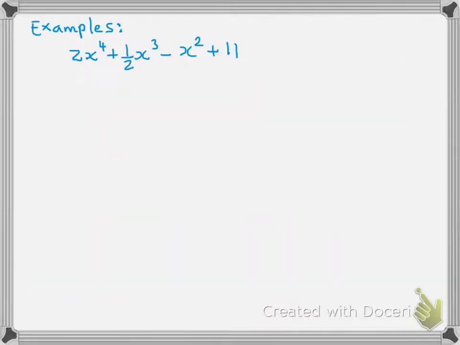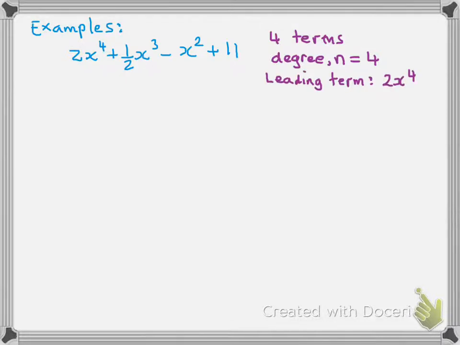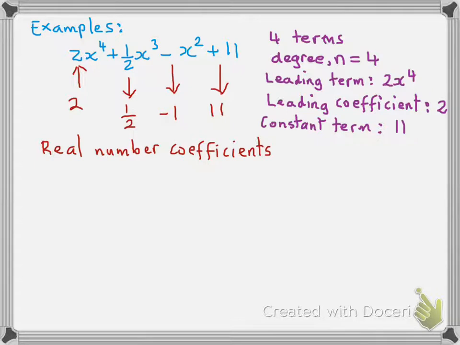For example, look at this polynomial here: 2x to the power 4 plus 1/2 x cubed minus x squared plus 11. There are 4 terms in this polynomial, and the degree of the polynomial is 4, 4 being the highest exponent. The leading term is 2x to the power 4. The leading coefficient is the coefficient of the leading term, which is 2, and the constant term is 11. You can see that this polynomial has real number coefficients: you have 2, 1/2, -1. The constant term is 11.